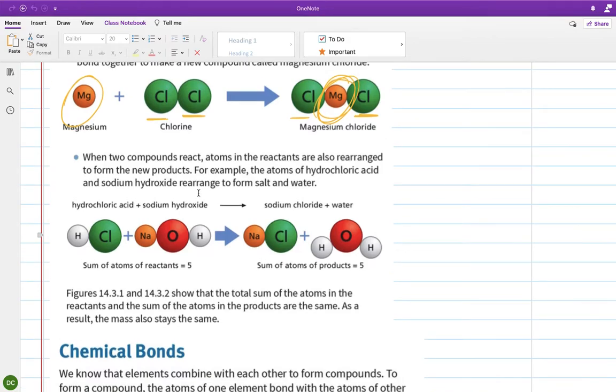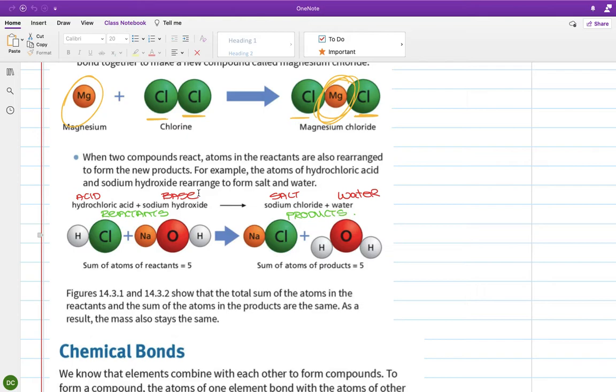This is a reaction between hydrochloric acid, which is an acid, and sodium hydroxide, which is a base. So it's an acid-base reaction, and when you mix an acid and a base, you get a salt and water. The salt here is sodium chloride, and then water is just water. Again, if you try and follow the atoms, over here we have the reactants, the acid and the base, and over here we have the products.